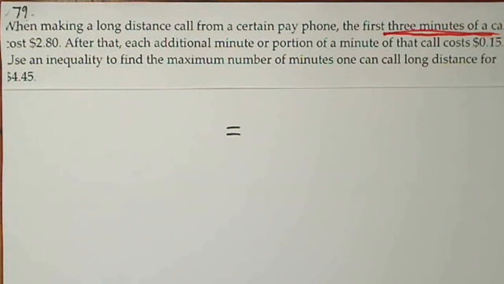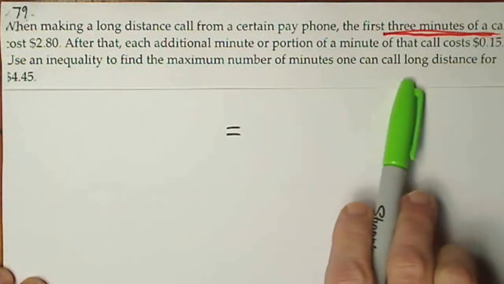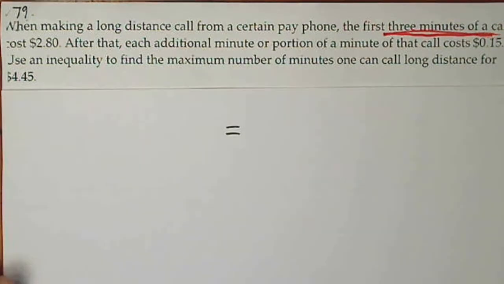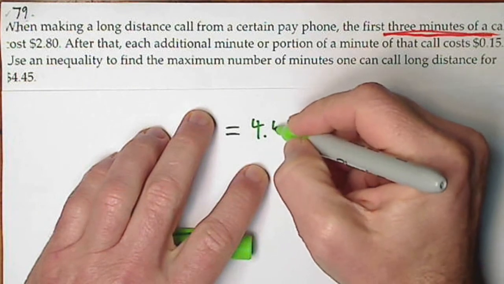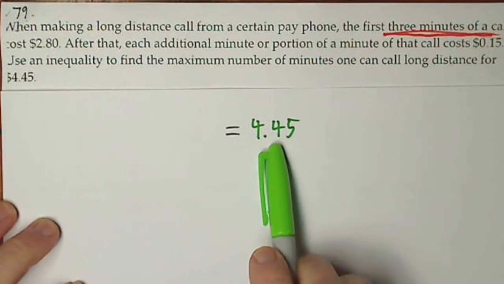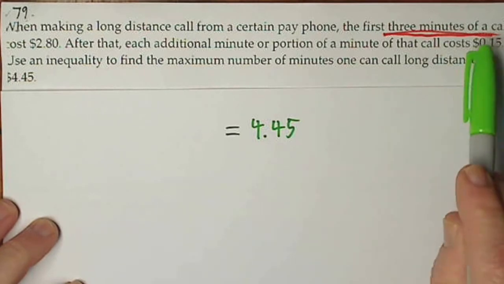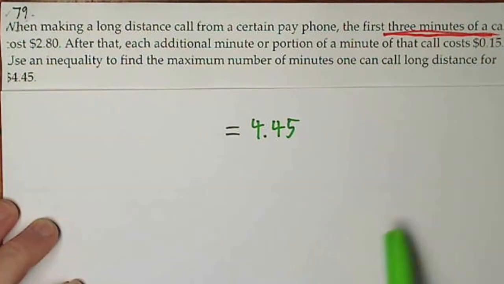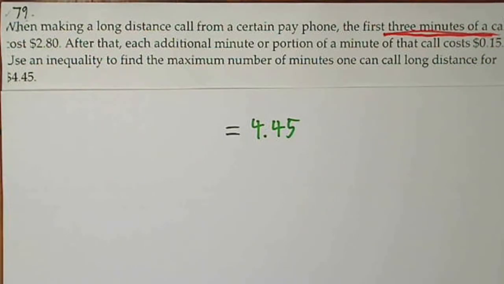You want something on your paper, and usually you can get something on the other side of the equal sign here. Inequality, maximum number of minutes for $4.45. So this sounds like it's supposed to equal $4.45. Okay? Let's see. You want your $2.80. So you know $4.45 is basically what your total's supposed to look like at this point. First 3 minutes are $2.80, and then it's 15 cents a minute. So no matter what, you're going to spend $2.80.